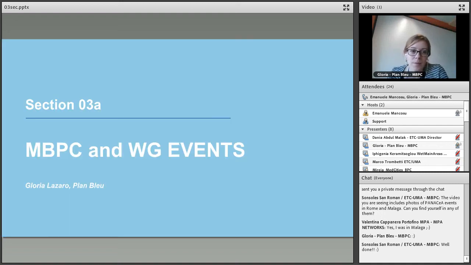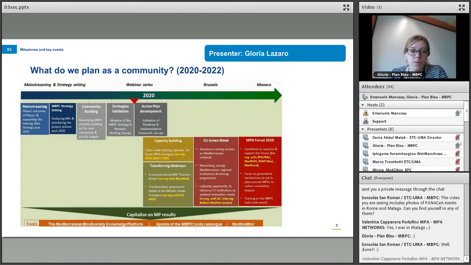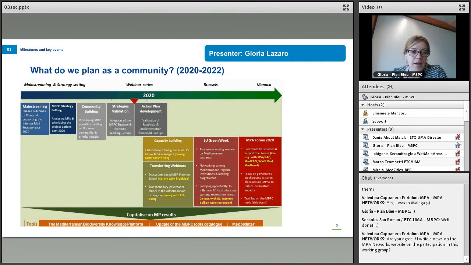We will focus on the main events, and we have divided this section into two parts. The first part is for the internal events of the MBPC and this working group, and the second one for the external events. Here we can see an overview of this year, 2020. We've been working on different strategies for communication, community building, and transferring and capitalization. And here we are today, validating and hoping to collaborate with you on this working group strategy.